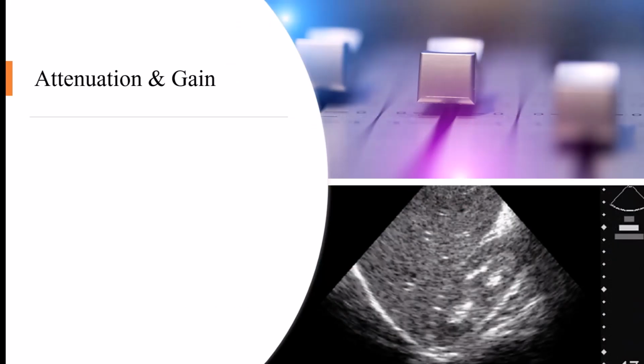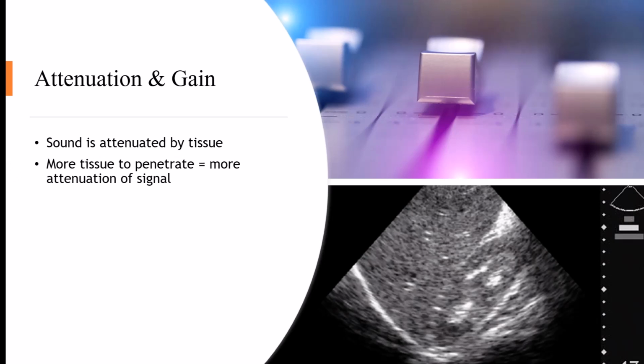Let's take a look at attenuation and gain. Sound is attenuated by the tissue, the density and the thickness of the tissue that the sound is propagating through. Attenuation is defined as the deeper the wave travels in the body, the weaker it becomes. This incorporates the principles of reflection, absorption, and refraction. The more tissue there is, and the thicker the tissue or different densities of tissue, the more attenuation of the signal.